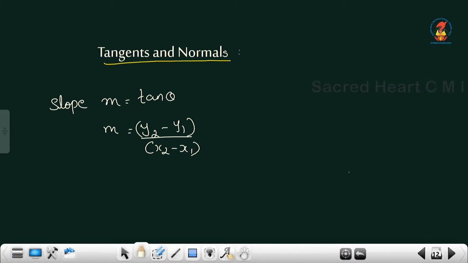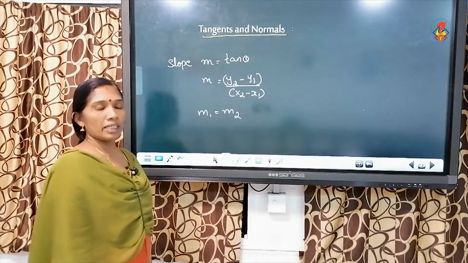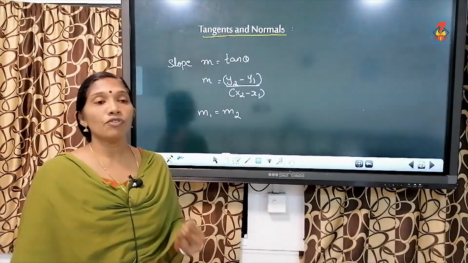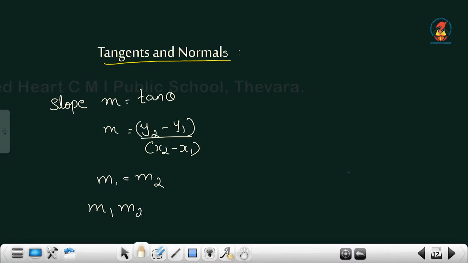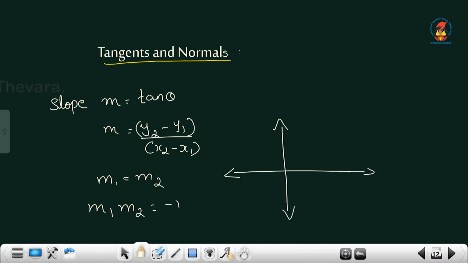Then if two lines are parallel, their slopes are equal. So we can denote as m1 and m2 the slopes of two lines. If two lines are perpendicular, then the product of their slopes, m1 into m2, is equal to minus 1. Then slope of x-axis. What is slope of x-axis? Here angle theta is equal to 0. So tan theta means tan 0. So slope is equal to 0. So slope of x-axis is 0.